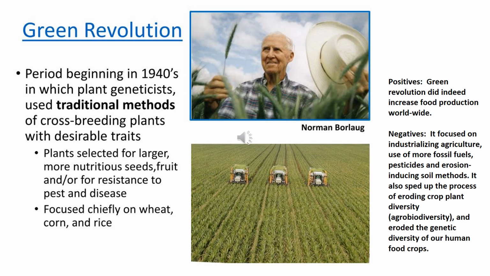The positives were that it indeed increased food production worldwide. The Green Revolution also had negatives, though. It focused on industrializing agriculture and using more fossil fuels and fossil fuel-based pesticides, which caused more erosion and led to more soil health depletion, and sped up the process of eroding crop plant diversity too. So there were a lot of negatives to it. It ends up as actually having a big negative effect on agriculture.